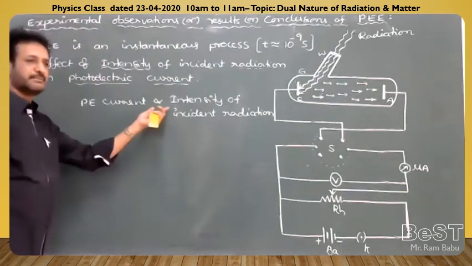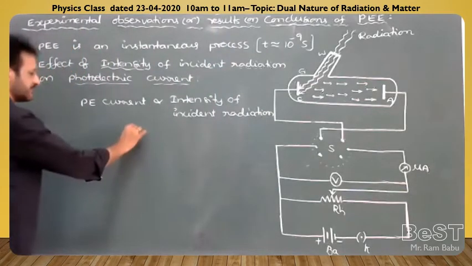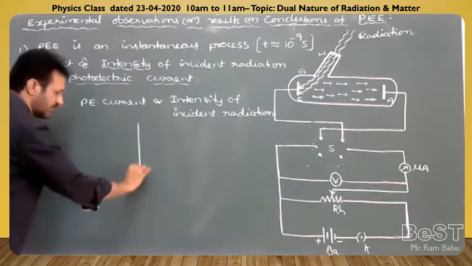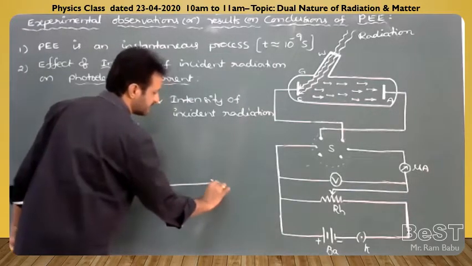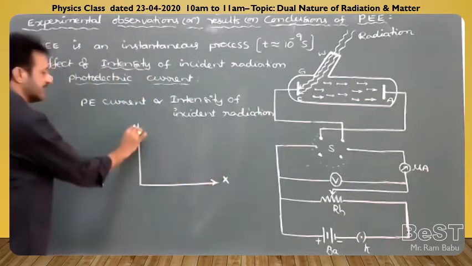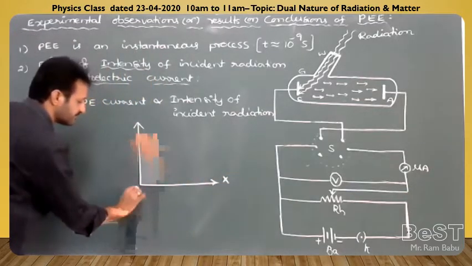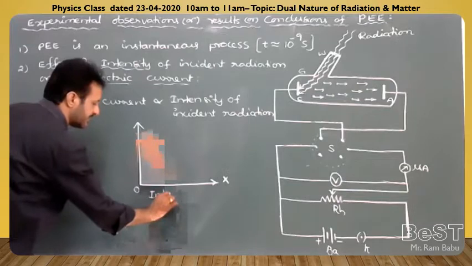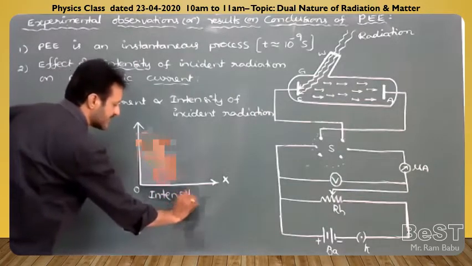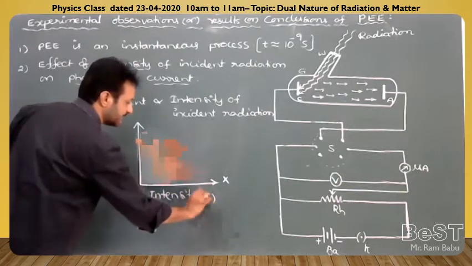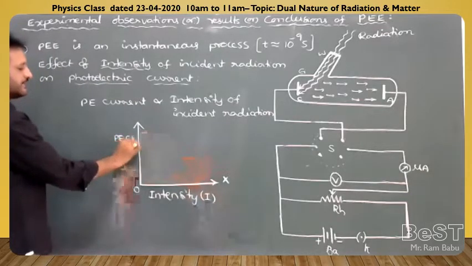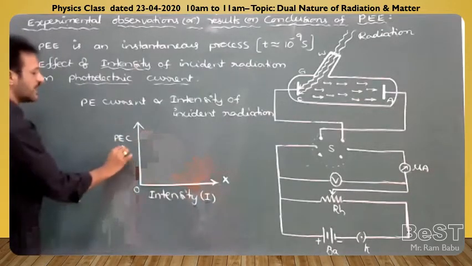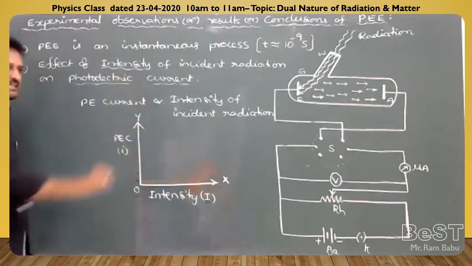And if you draw a simple graph, how will we get this graph? The graph is drawn by taking intensity of the light on the x-axis. On the x-axis I am taking intensity of the radiation, using a capital I. And the photoelectric current, I am writing PEC, photoelectric current, on the y-axis. What is the nature of the graph?